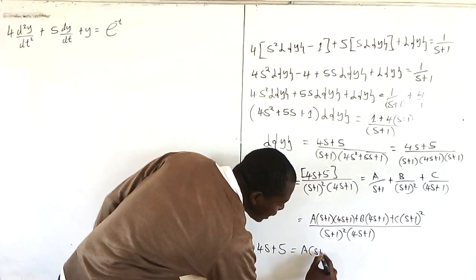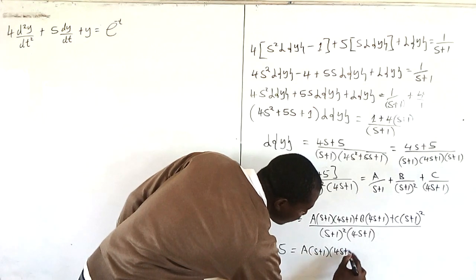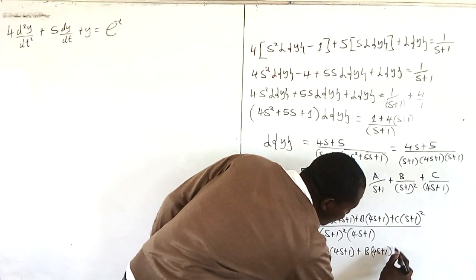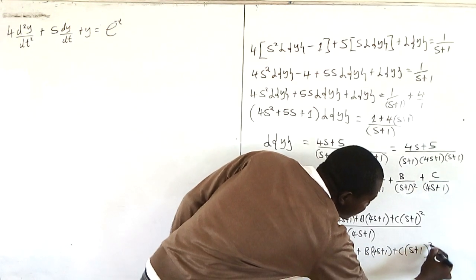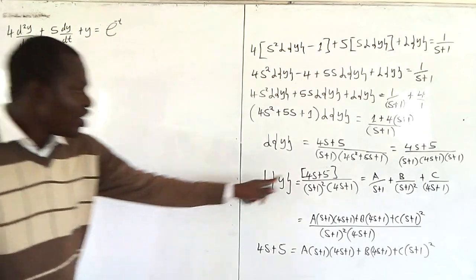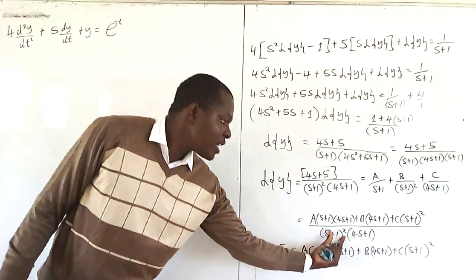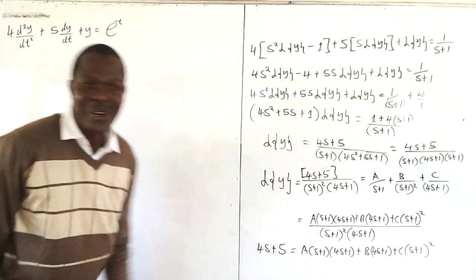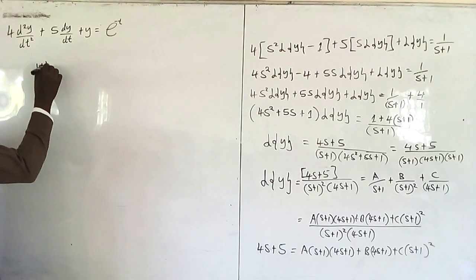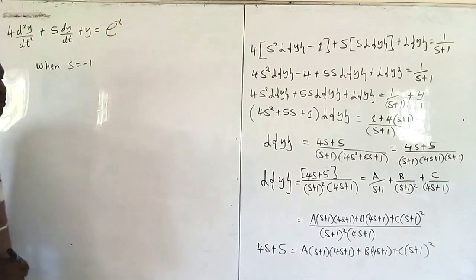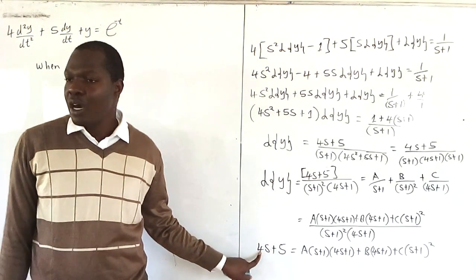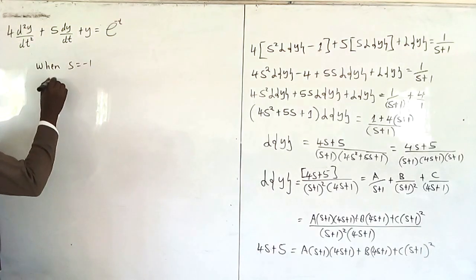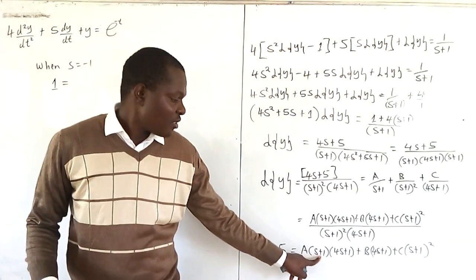A into s plus 1 times 4s plus 1, plus b into 4s plus 1, plus c into s plus 1 squared. The numerator must be the same as the numerator because the denominator is the same, isn't it? So start: when s is negative 1, you get a 0. What do you have? Negative 1 times 4 is negative 4. Negative 4 plus 5 is 1, equal to negative 1 plus 1, which is 0.